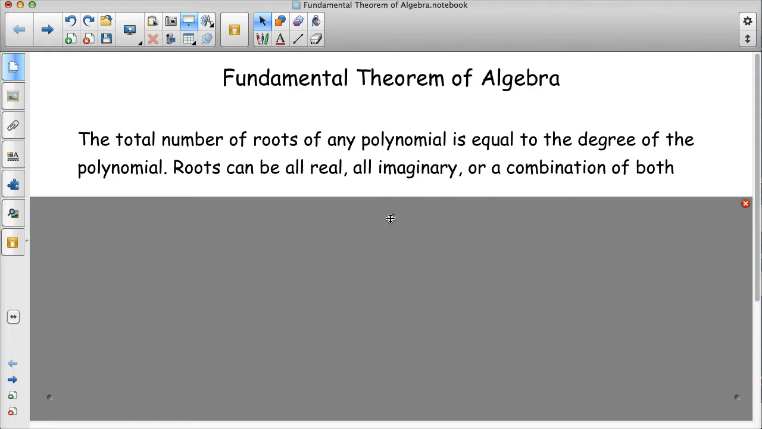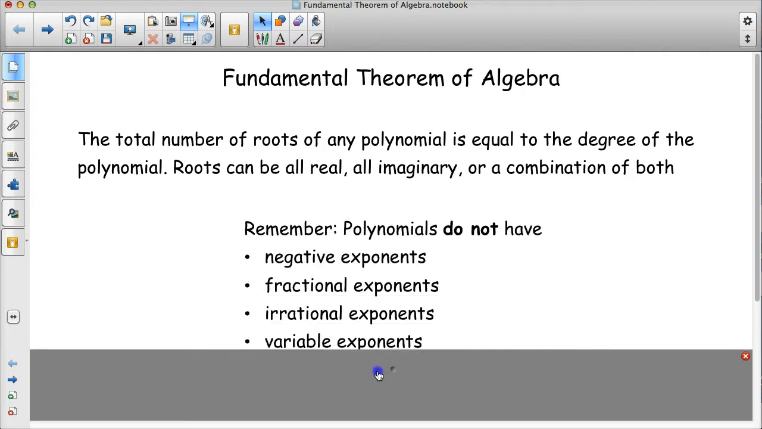It says that the total number of roots of any polynomial is equal to the degree of the polynomial. In other words, if you have a degree of 5, then you have 5 roots. And you already knew that. But the roots can be real or imaginary or a combination of both. And you already knew that too.